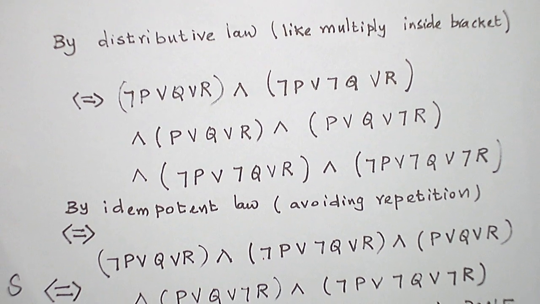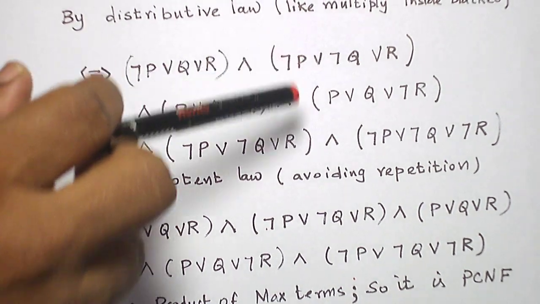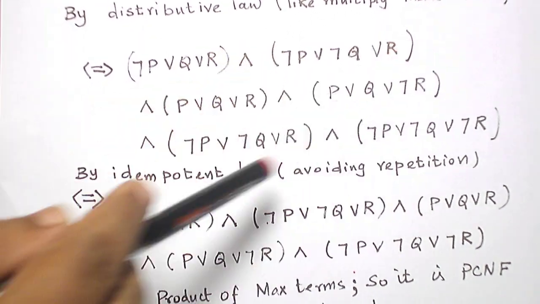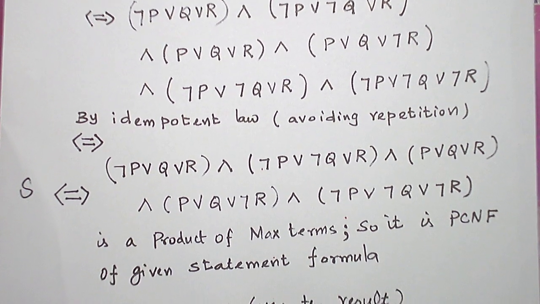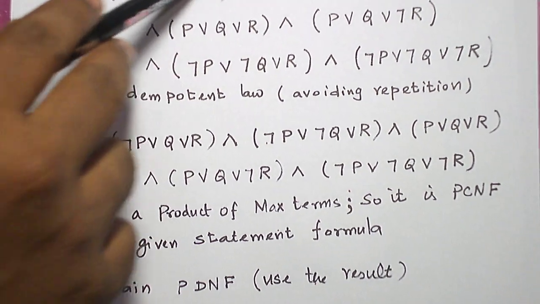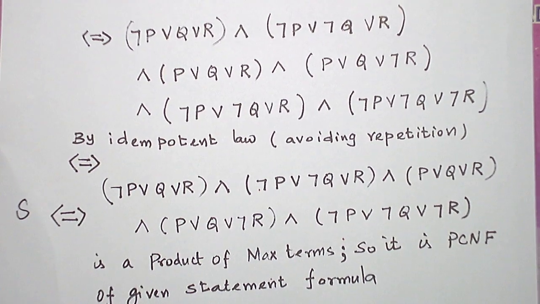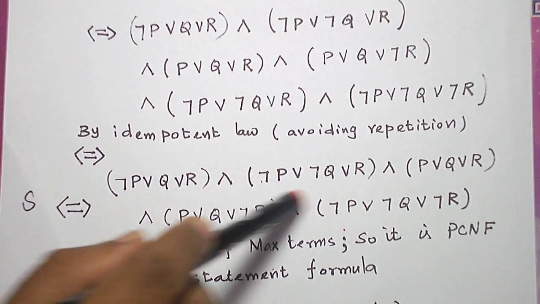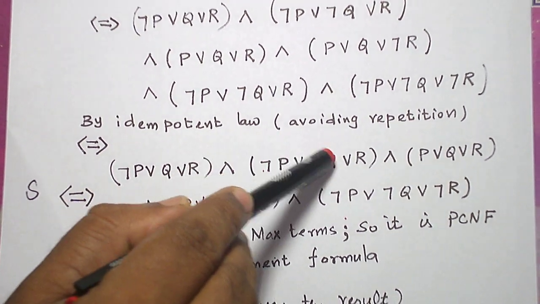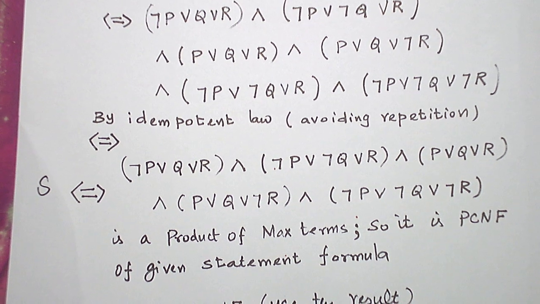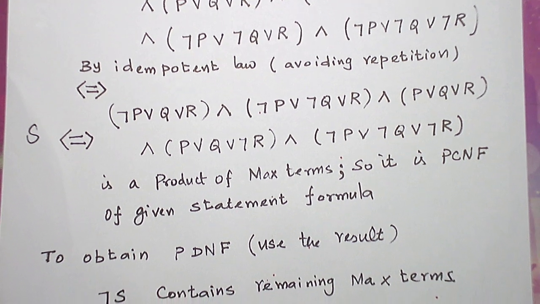Now I shall apply the idempotent law. Idempotent law is nothing but avoiding repetition. If you look at this term, negation P or negation Q or R, it is appearing twice. So we shall write it only once, that's enough. That is the idempotent law. So these 6 terms are reduced to 5 terms. Now if you look at this expansion, it is nothing but a product of max terms. Product of max terms is known as PCNF. So the PCNF of the given statement formula is derived.